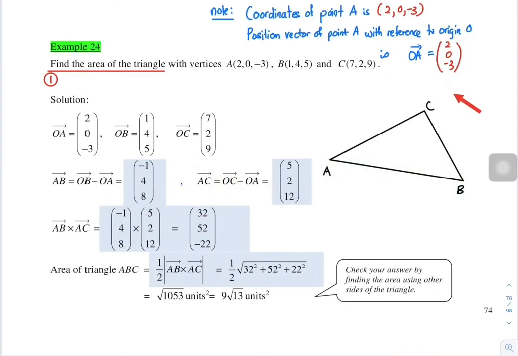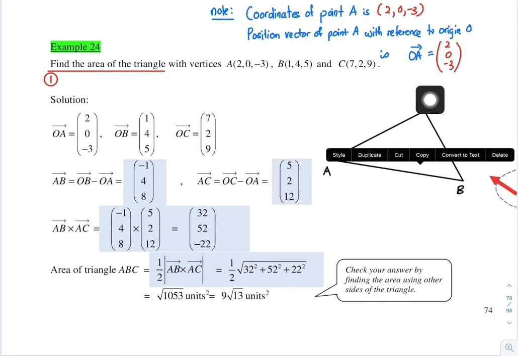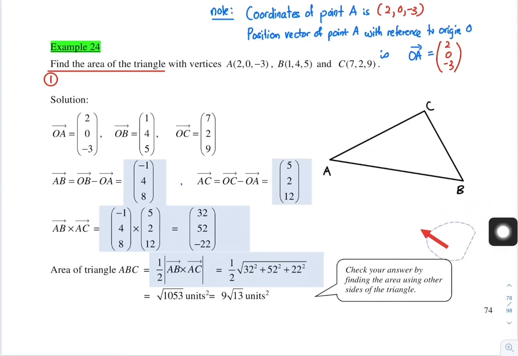Example 24 is an easy example of finding the area of a triangle. In this example, you're given 3 points with coordinates (2, 0, -3), (1, 4, 5), and (7, 2, 9). In terms of the diagram, it is actually a triangle.